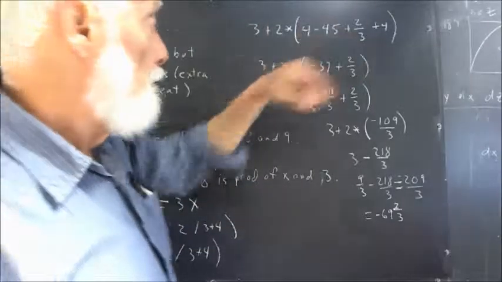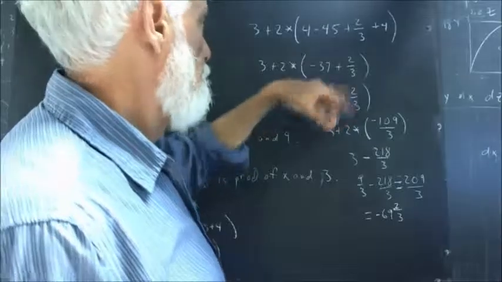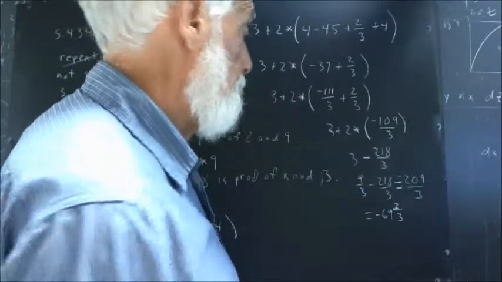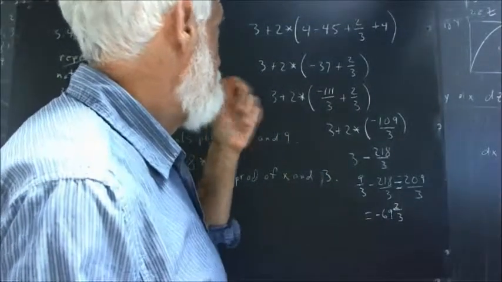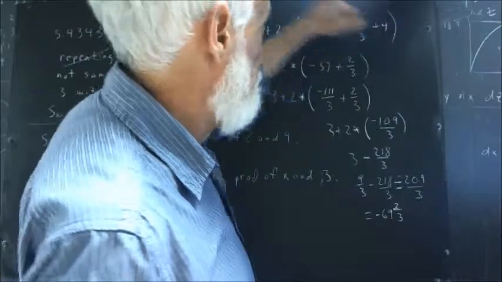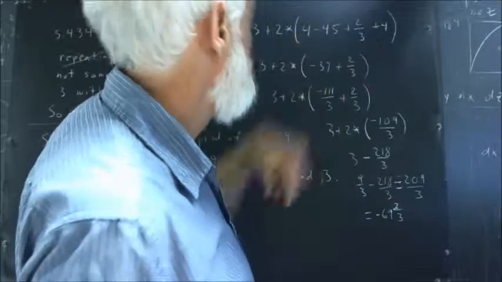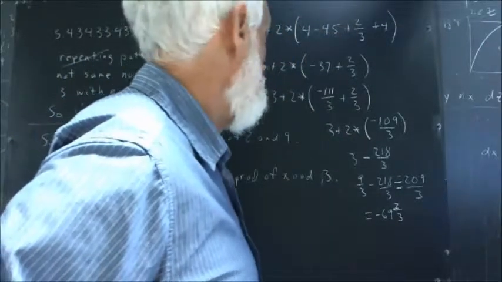Now, to evaluate the rest of the expression, there are ways you could do it. You could put all this over a common denominator 3 if you wanted to, and add everything up. But since we're into addition and subtraction, we just regard this as addition of 4 numbers: 4, negative 45, 2/3, and 4, so that we can add those in any order we want to.